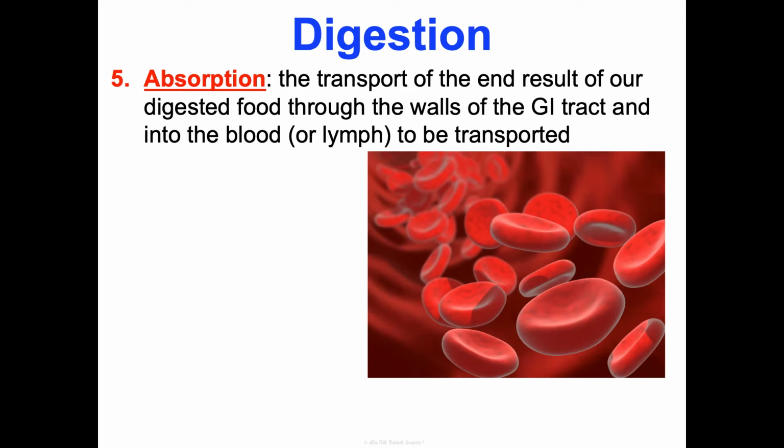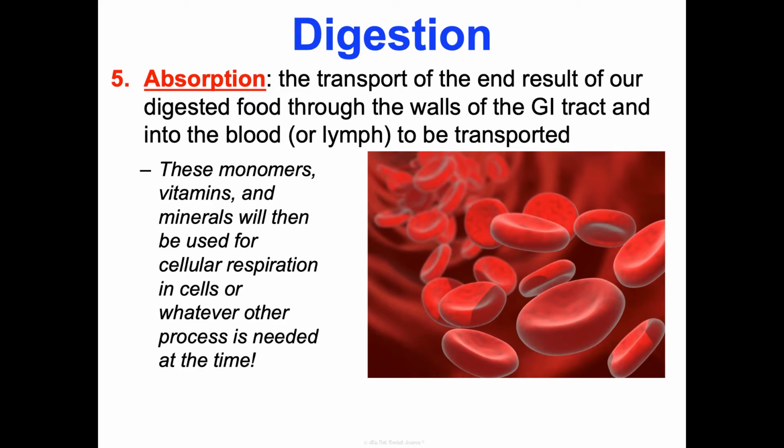Absorption is the process of transporting the end result of our digested food through the walls of the GI tract and into your blood. Or it can also be absorbed into lymph, which is something we're going to talk about in Unit 6, our protection unit, when we talk about the lymphatic system. For now, just think of blood. So these monomers, these vitamins and minerals, will then be used for cellular respiration in our cells. Going back to Biology 1, that's where the glucose we talk about in cellular respiration is coming from. Or just whatever other process is needed at the time.